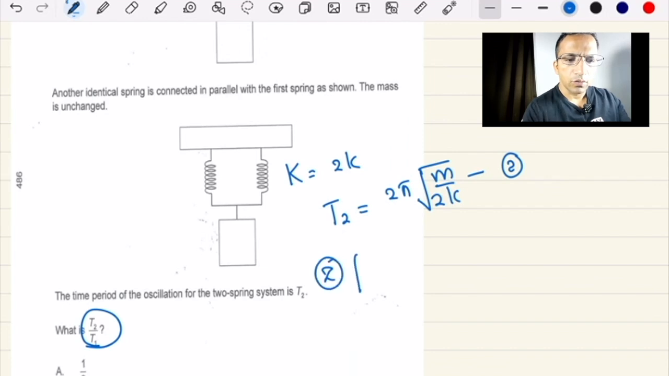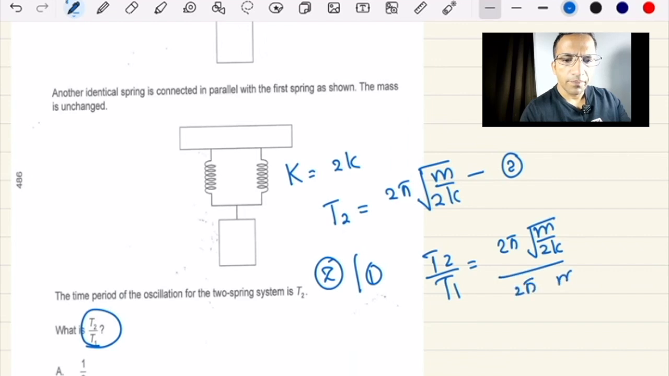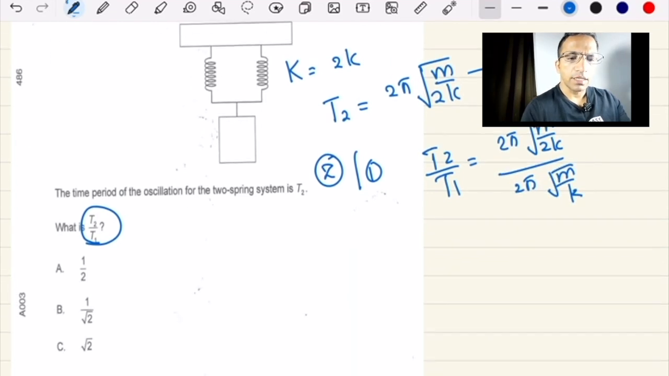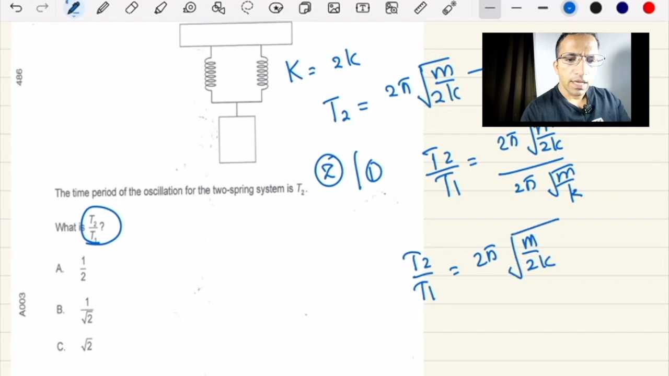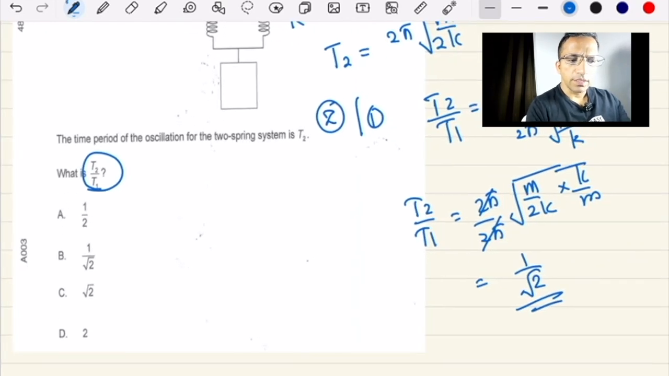So I divide 2 from 1. T2 over T1 is 2 pi m over 2k divided by 2 pi m over k, square root, right? So T2 over T1, 2 pi m over 2k, and this goes up k over m, and there's another 2 pi, right? So this one cancels. So ultimately you end up with 1 over square root 2. So the answer should be B.